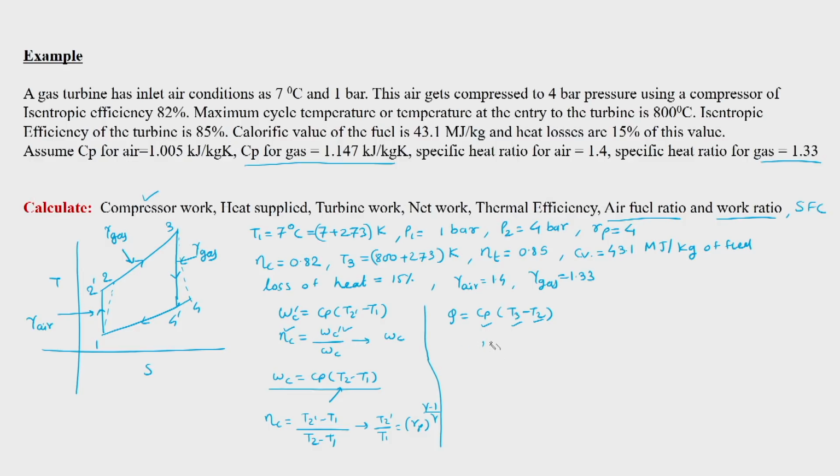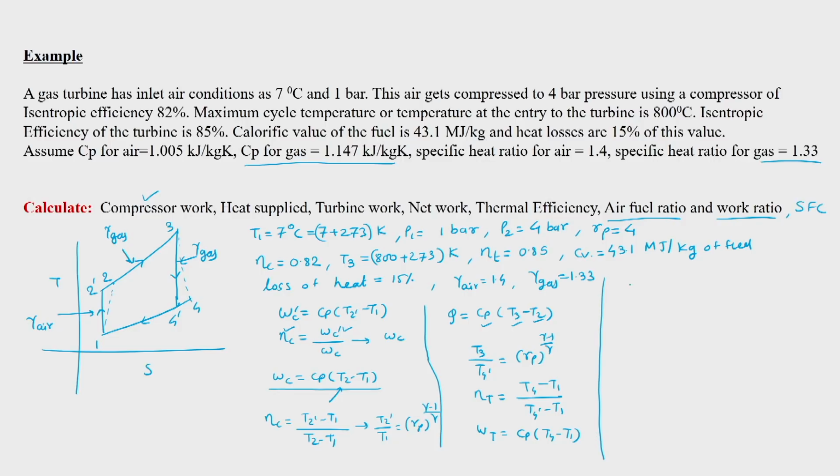Basically we know that T3 upon T4 dash is equal to Rp raised to gamma minus 1 upon gamma. We can find out T4 dash, and once T4 dash is found out we can use the turbine efficiency formula, which is T3 minus T4 divided by T3 minus T4 dash. So T4 dash is known, T3 is known, turbine efficiency is known, we can find out T4. Once T4 is known we can find out turbine work as Cp into T3 minus T4, and this T4 is obtained from turbine efficiency, but this Cp is Cp for gas. Again this has to be remembered.